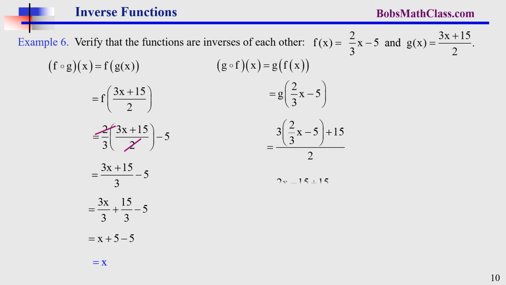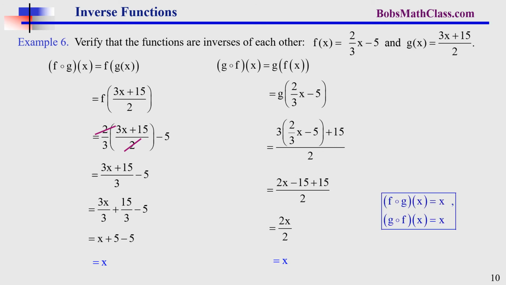And then 3 times 5 would be 15. So in the numerator, we have 2x minus 15 plus 15 all over 2. Now the 15's cancel. Then the 2's cancel. And we're left with x. Perfect. So f of g of x equals x, and g of f of x equals x.